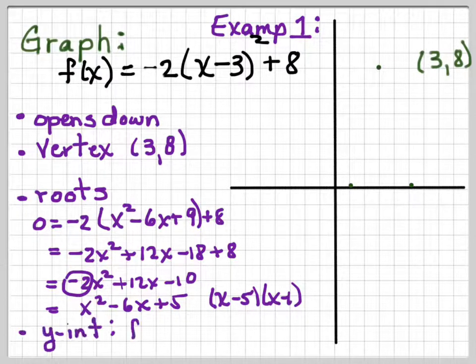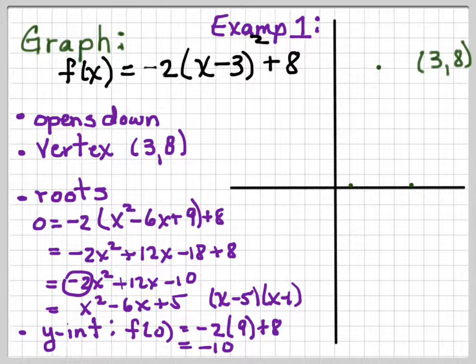Okay? Next, let's find the y-intercept. If I plug 0 in for x, then I have minus 2 times 9 plus 8, which is going to give me, sorry, I kind of lost my place here for a second. Oh yes, plot the point way down at the bottom, okay, which is going to be minus 10 right here, in case you can't see it.